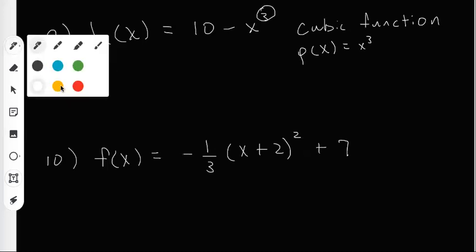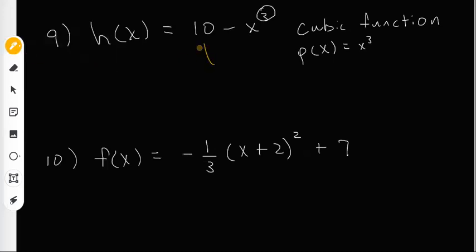So what are the transformations that are happening? Well, you've got this 10 on the outside, but also you've got this negative right here. So what two things are actually going on? Well, since this 10 is on the outside and the 10 is positive, that means that you're going up by 10. And then that negative is on the x cubed, so that means there's also a reflection going on. So you're reflecting over the x-axis. So that's number 9.